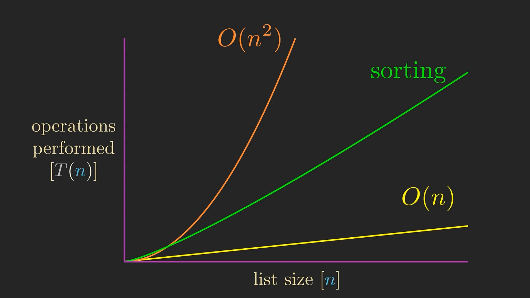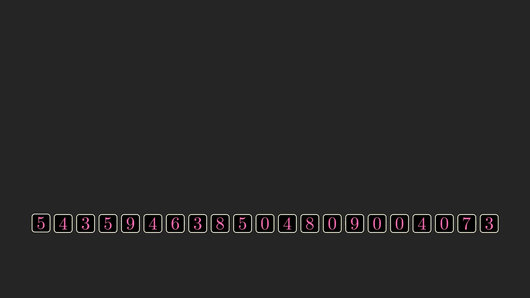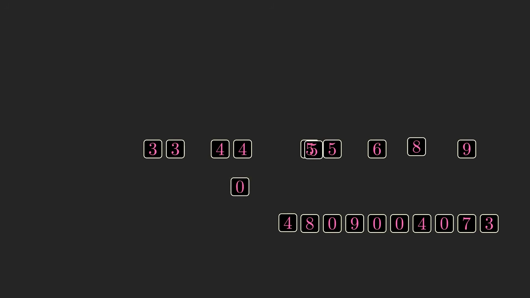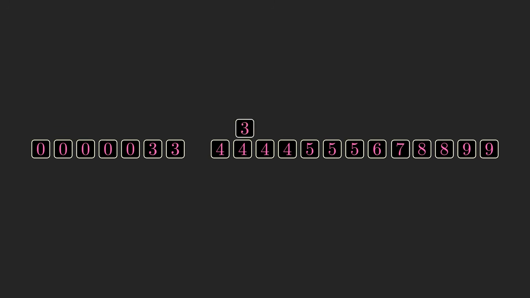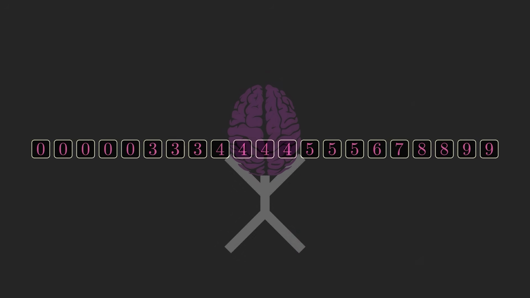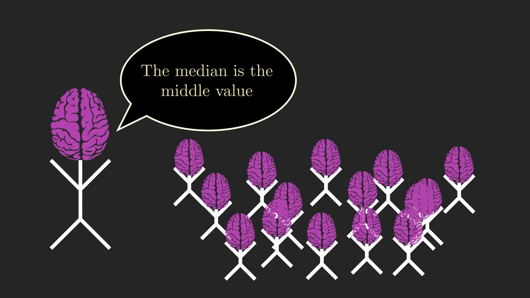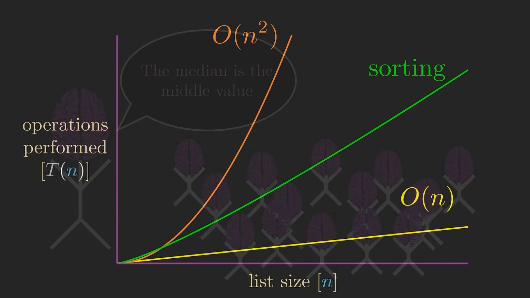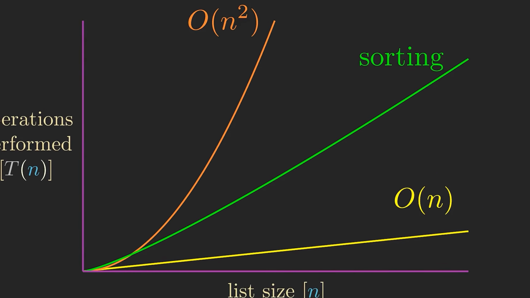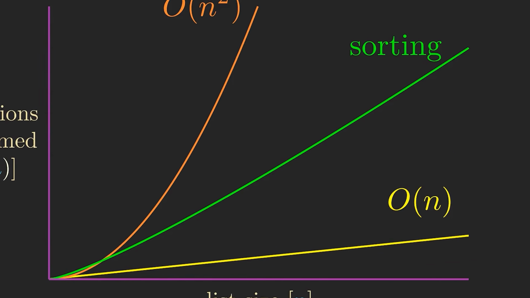But the point is, if the first step of your median finding algorithm is to sort the list, it's going to be slower than O of n. However, I doubt they're teaching any elementary schoolers that you don't actually have to fully sort a list to find its median. And there is a way to find the median with an O of n running time, just like the mean and the mode.